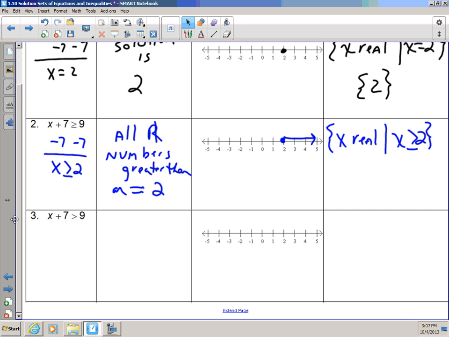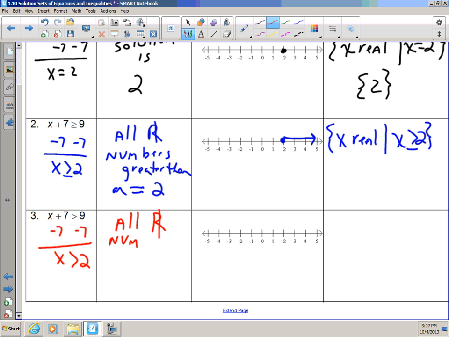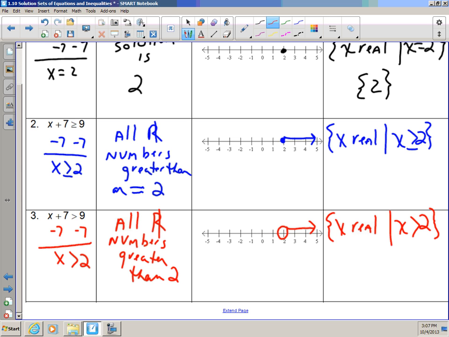Continuing on, x plus 7 is greater than 9. Now I have x is greater than 2. So it's all real numbers greater than 2. Now the difference is 2 is not part of the solution set, so I put an open circle to the right, and very similar notation, except I do not have the equal to sign underneath. Okay? Continuing on with the chart, because if I'm going too fast, you can just pause it to get it.